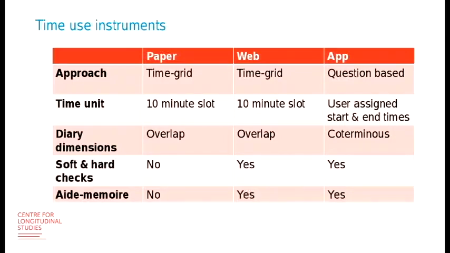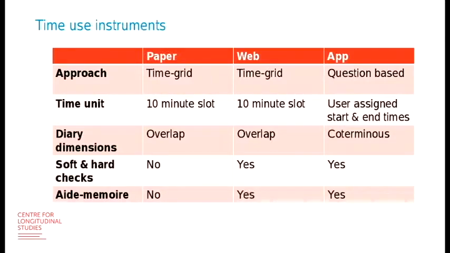In terms of the soft and hard checks, the two electronic formats contained both soft and hard checks, and this was in order to improve data quality. These checks prevented, for instance, cohort members coding more than one activity for any given time. It also prompted them to check any unlikely entries. So, for instance, 3 or more hours doing one activity continuously other than sleep or school, and so on.